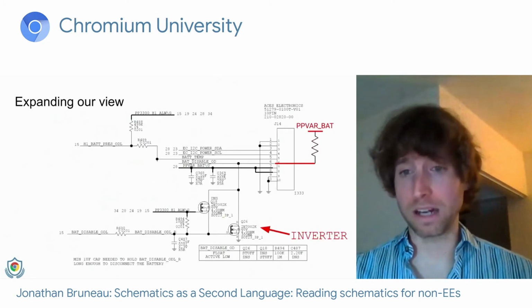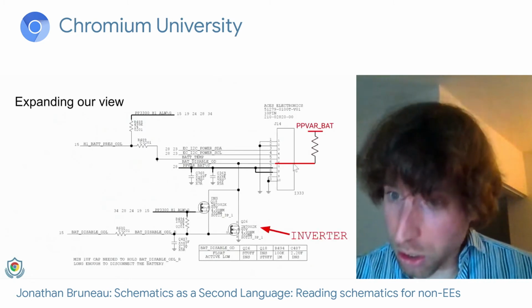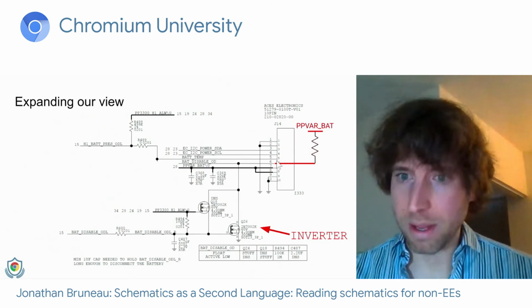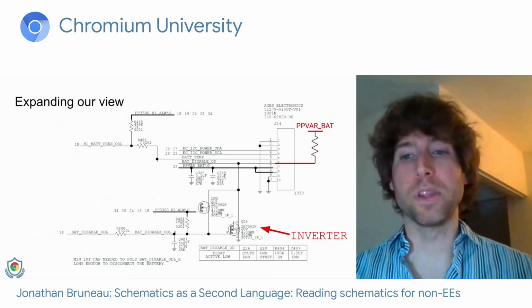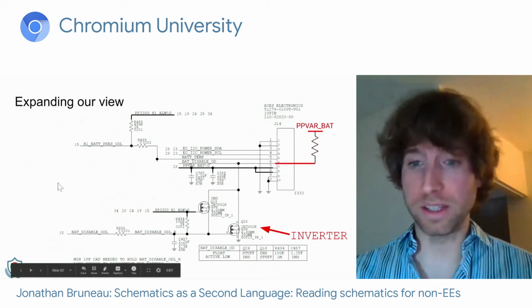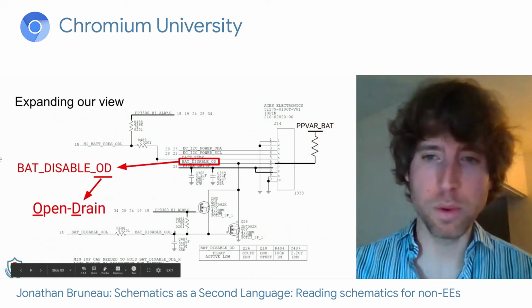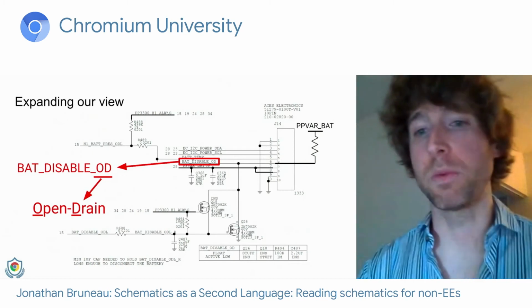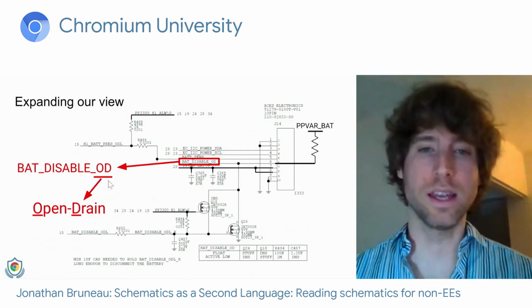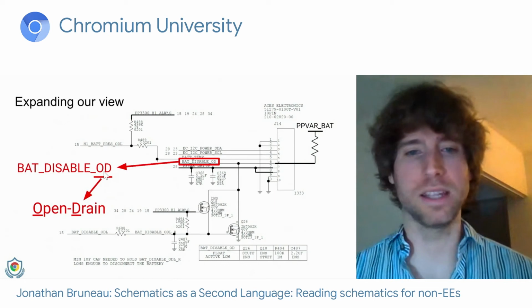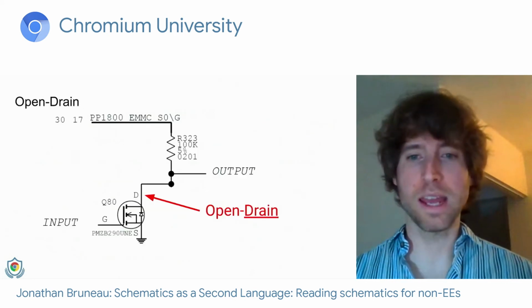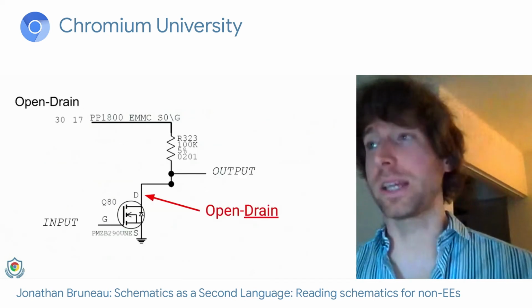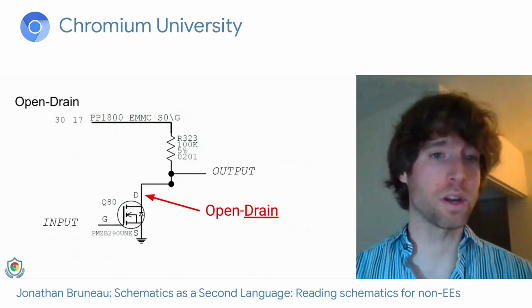And going back to our schematic, if I told you that there was a resistor here in the battery pack, you would see, aha, there is an inverter. We usually refer to this configuration as open drain, and we will name the nets accordingly with an underscore OD at the end for open drain. And by the way, this drain is the drain that we're referring to when we talk about open drain.